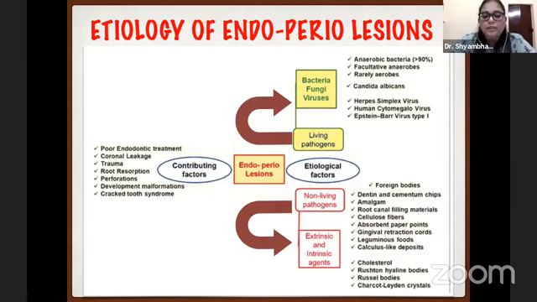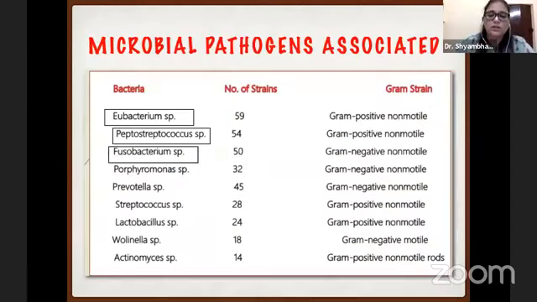Also, apart from the etiological factors, there are certain contributory factors which can also lead to endoperio lesions, such as poor endodontic treatment, coronal leakage, trauma, root resorption, perforations, developmental malformations, or cracked tooth syndrome. Now, these are basically the contributing factors which can lead to endoperio lesions. Now, coming over to the microbial pathogens that are mostly associated, the three most commonly associated microbial pathogens are Eubacterium species, Peptostreptococcus species, and the Fusobacterium species.